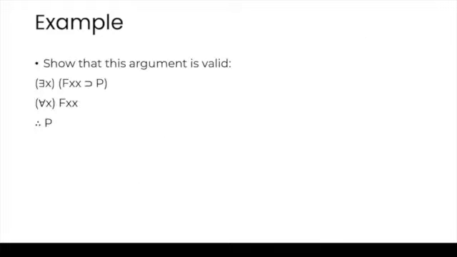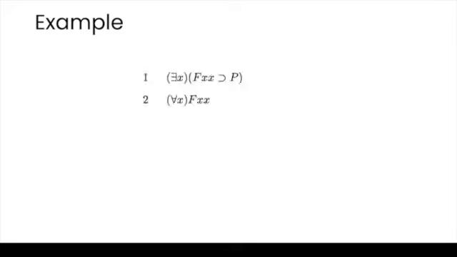Okay, here's another example. Show that this argument is valid. Here are the premises, arranged for a derivation. And our envisioned conclusion is P. Remember that sentence letters are also admitted in predicate logic as atomic sentences. You can think of them as predicates with zero places. I didn't write P down because it's easy to remember. Notice that the only place where P occurs is in line 1, where it is the consequent of a conditional, which is itself within the scope of an existential quantifier.